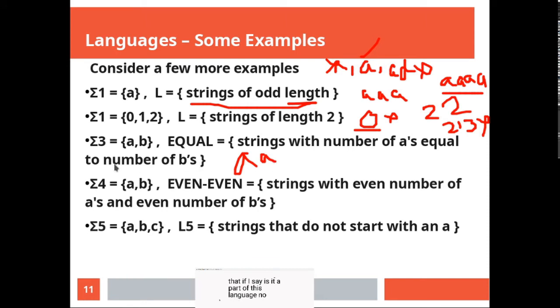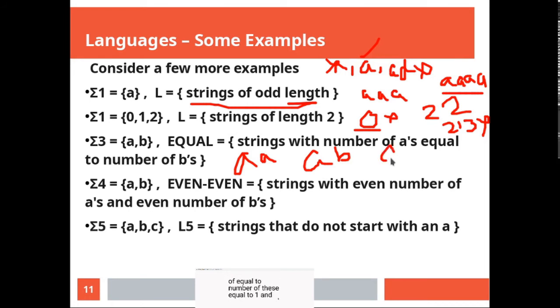No, because you don't have any B's. We are clearly saying that the number of A's should be equal to the number of B's. But what about this? A, B. Is it a part of this language? Yes, it is. Why? Because the number of A's equals the number of B's, equal to 1.